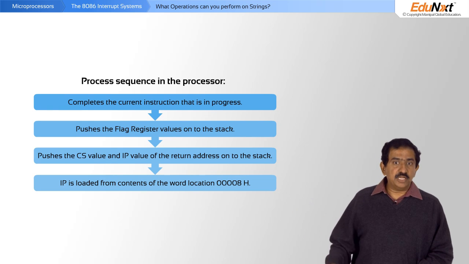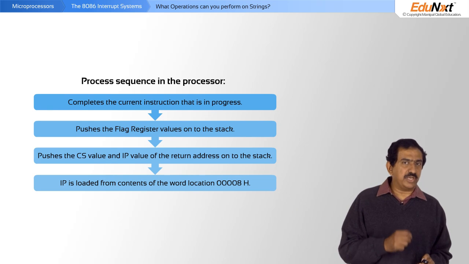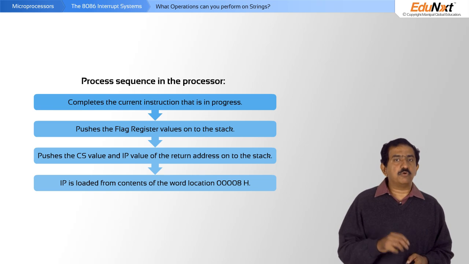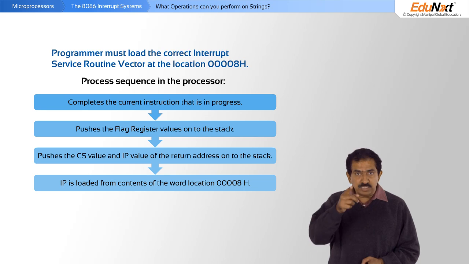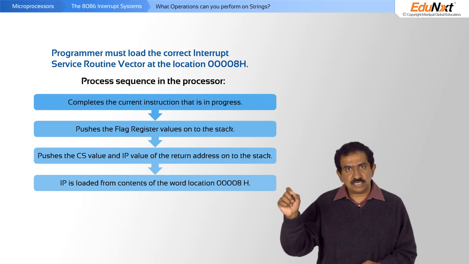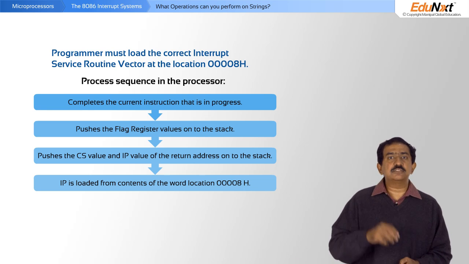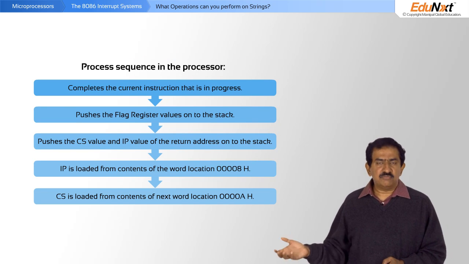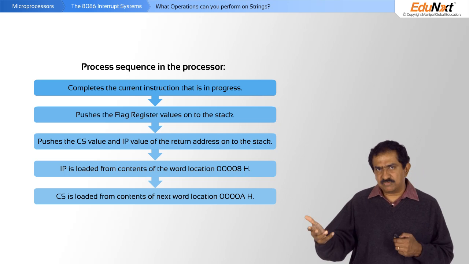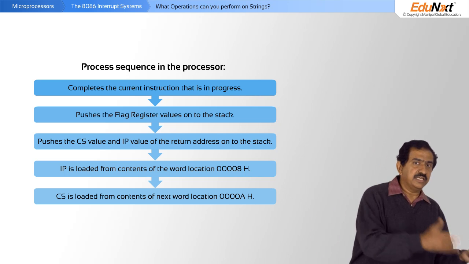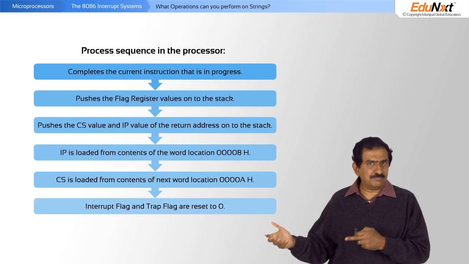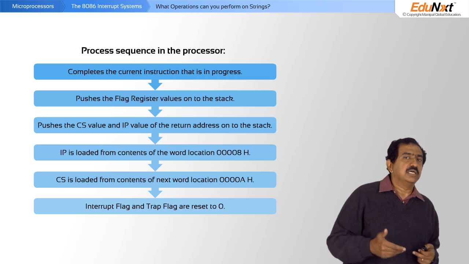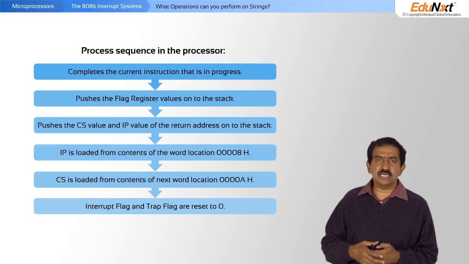The IP is loaded from the word location 00008. Now remember, this is the reserved interrupt type for a non-maskable interrupt. So you as a programmer must load the correct interrupt service routine vector at this location 00008 hex. CS is loaded from 0000A hex. So now you have the new instruction pointer and code segment in the processor. The interrupt flag and the trap flag are reset to 0, telling the processor that it has serviced this interrupt and a new interrupt can come in and be acknowledged.